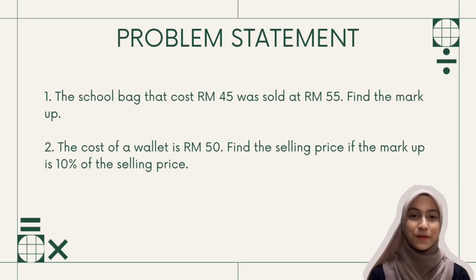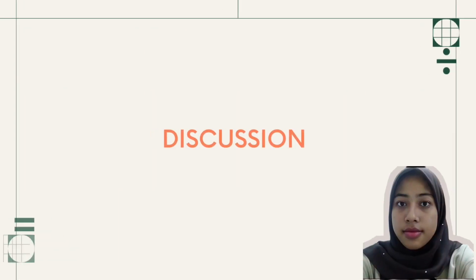Here are some of the problem statements of retailing. First, a school bag that cost 45 ringgit was sold at 55 ringgit. Find the markup. Second, the cost of a wallet is 50 ringgit. Find the selling price if the markup is 10% of the cost.